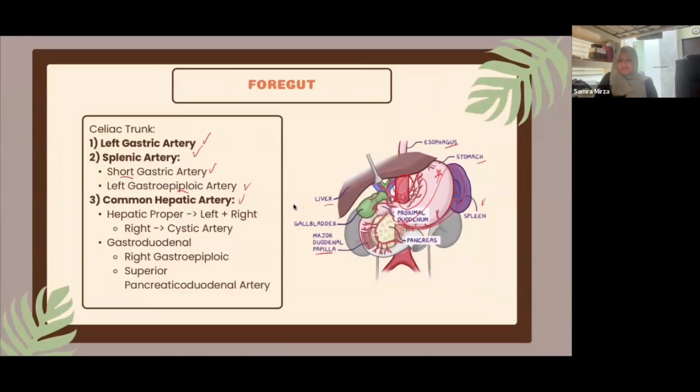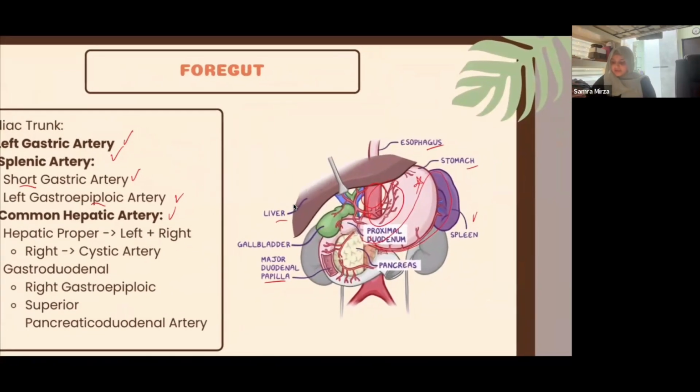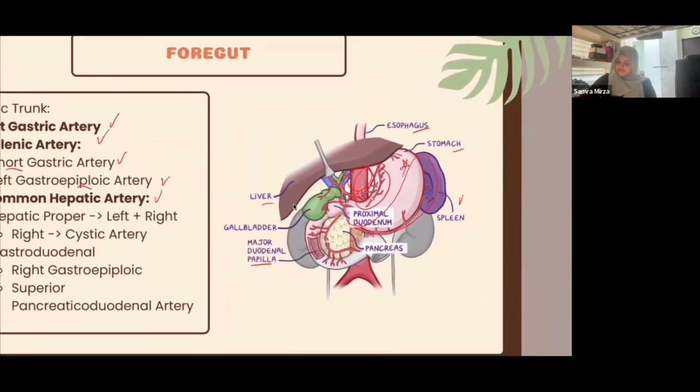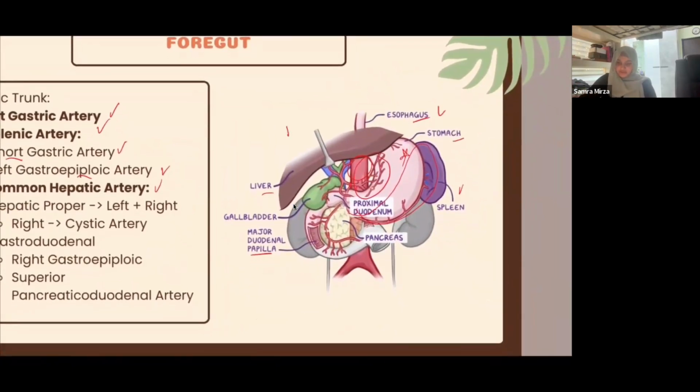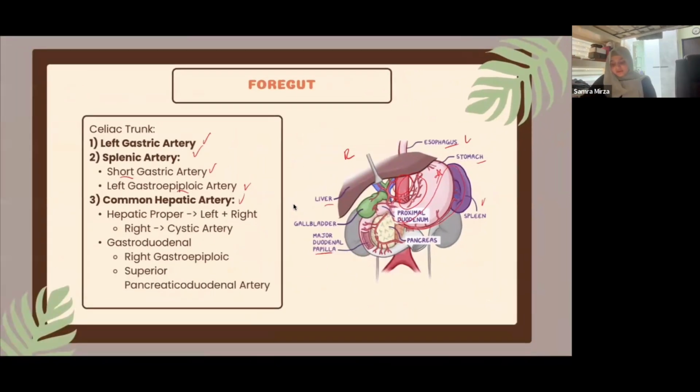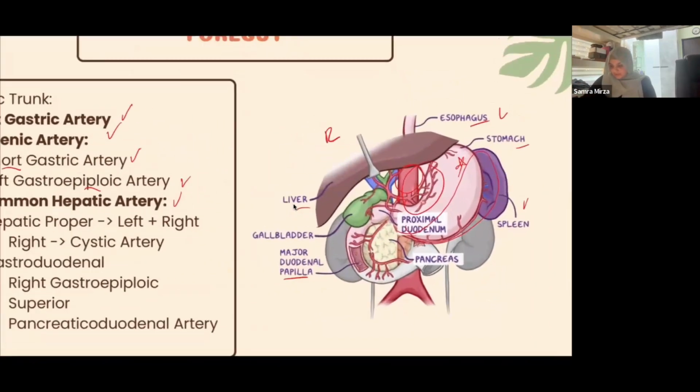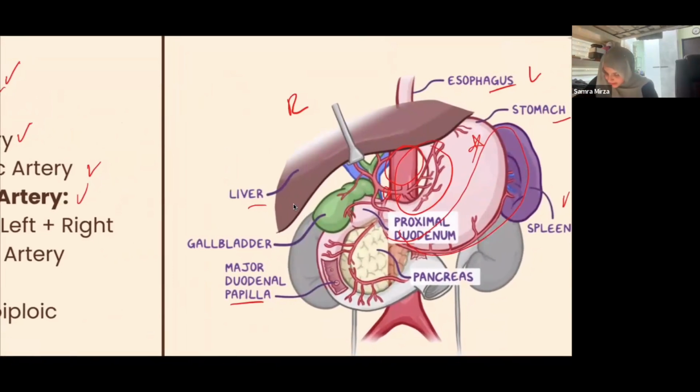Then we have the common hepatic artery, and from the name you can tell that this is going to go towards the liver and organs on this side now. So we started from the left side and we're moving to the right side. For the common hepatic, it has 2 main branches. This is the common hepatic right here.